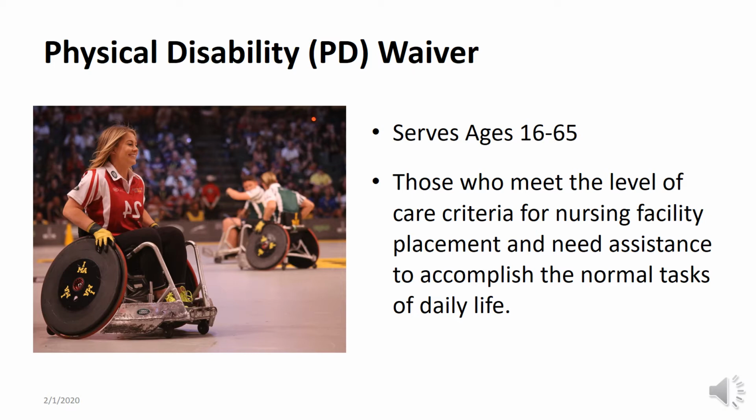Also, a note on whether or not you must have a Social Security disability determination. If you're not already on SSI or SSDI, the consumer must apply for a Social Security disability determination of SSI or SSDI if 19 years of age or older and applying for one of the following waivers: the brain injury waiver, the physical disability waiver, or the IDD waiver, intellectual developmental disability waiver. Prior to the 19th birthday, you don't need a Social Security disability determination when seeking HCBS services. But once you've hit 19, you do have to get that SSI or SSDI determination in order to get a waiver.